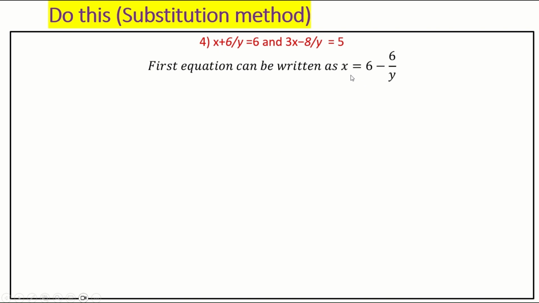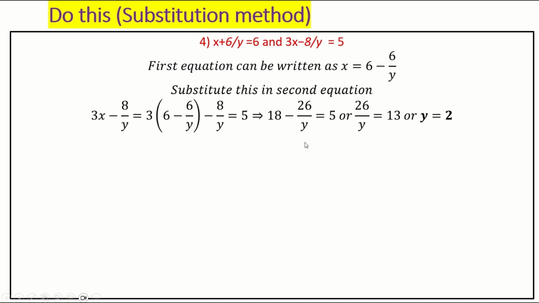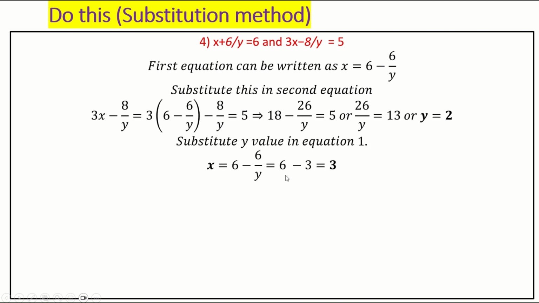Okay. Here x equal to 6 minus 6 by y. Substitute it in the second. You will get 3x minus 8 by y. So 3 into 6 minus 6 by y minus 8 by y, which is equal to 5. So 18 minus 26 by y equal to 5, or 26 by y equal to 13, or y equal to 2. So substitute it in one of the equations, you will get x is 3. x comma y is 3 comma 2.